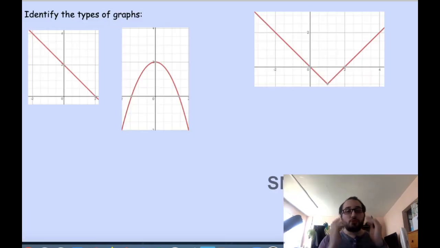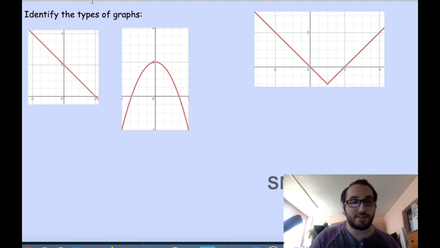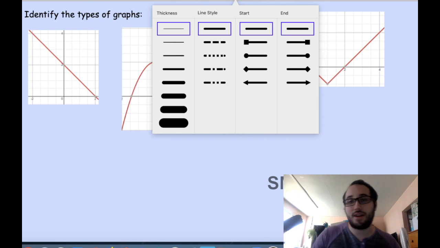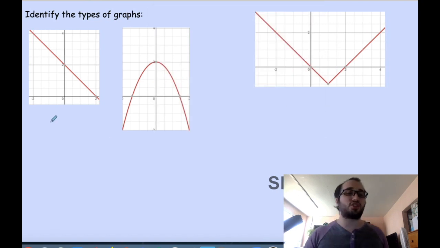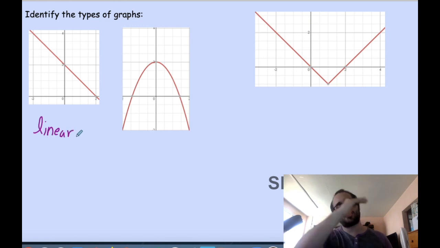Alright, so you learned a lot of different types of graphs this entire school year. Let's go over how to identify some graphs. The first one is just a straight line. This is a linear function. Linear functions are straight lines.